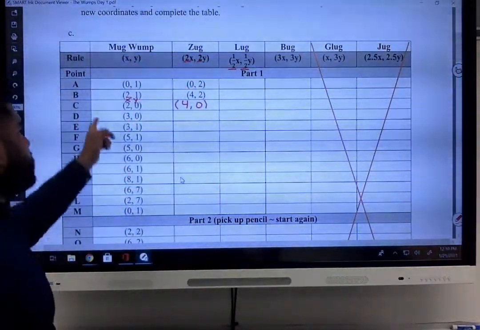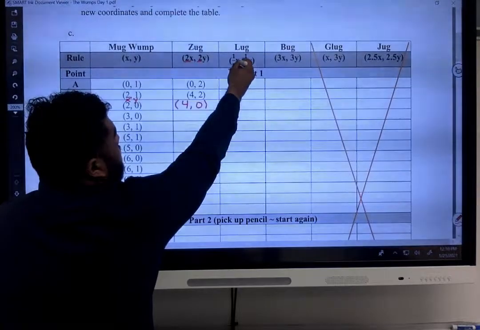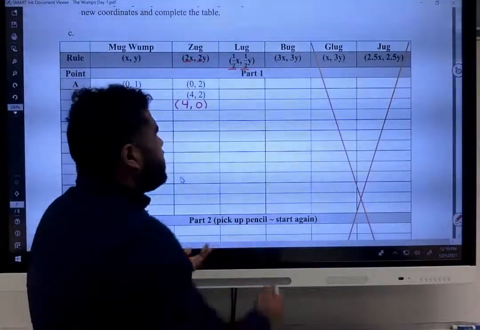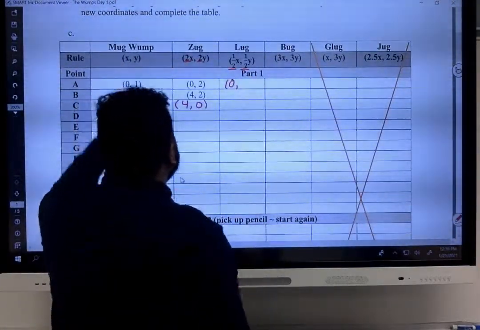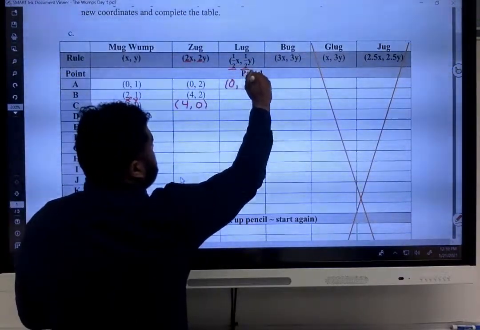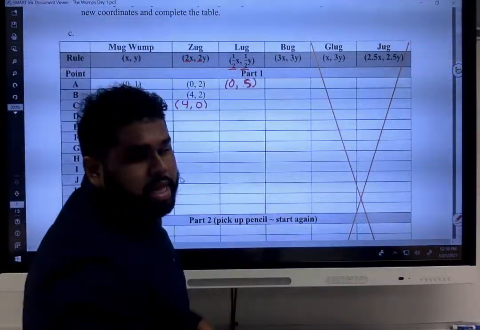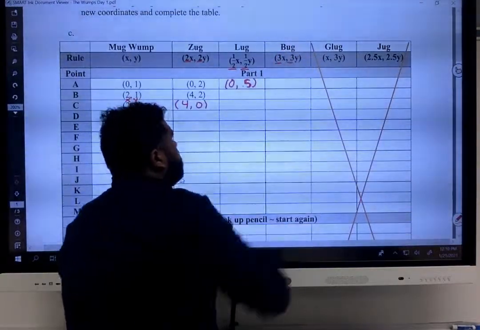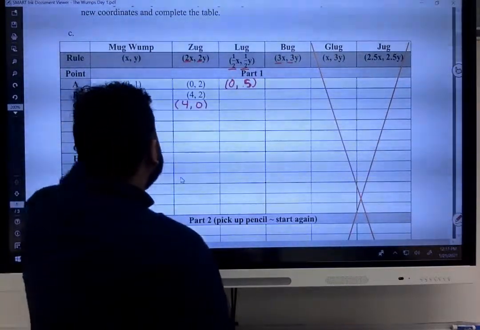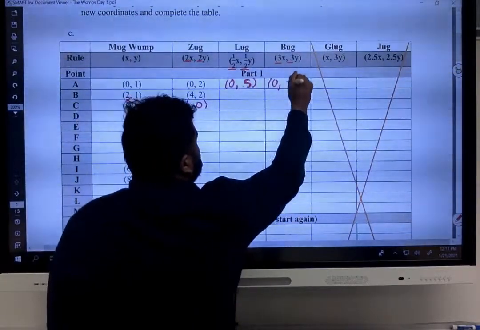So let's look at C again. Well, let's do A for Lug. We're going to do 1 half, so 0.5 times 0. Anything times 0, guys, is going to stay 0. Okay, so that's 0. And then 1 times our scale factor, which is 0.5, is going to be 0.5. Okay. All right, same thing for Bug. The thing about Bug is that his scale factor is 3. So we're going to take our points and multiply all the numbers by our scale factor, which is 3. So 3 times 0, again, any number times 0 is 0. And 3 times 1 is going to be 3.